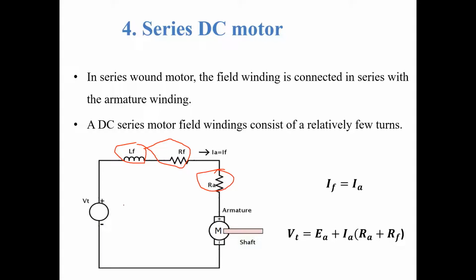In this case, if you want to compute the DC analysis, terminal voltage equals E_A plus I_A into (R_A plus R_F). Since this is a series circuit, the armature current I_A and the field current I_F are the same.